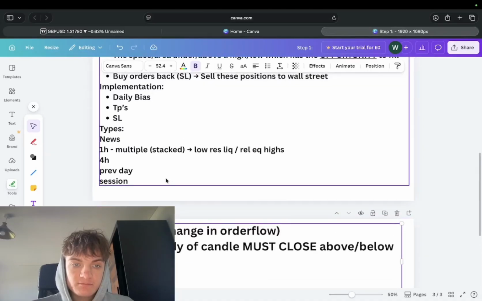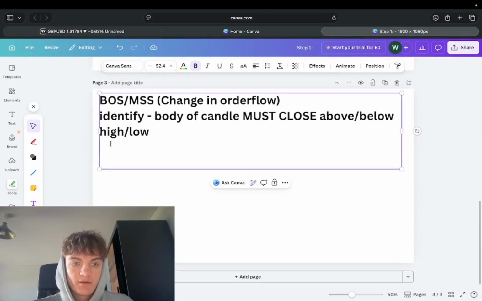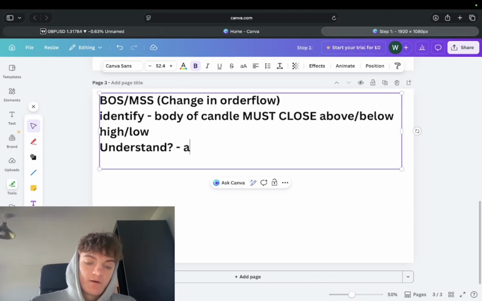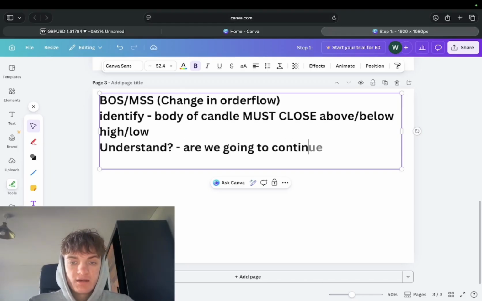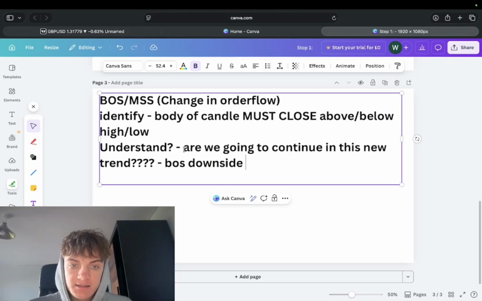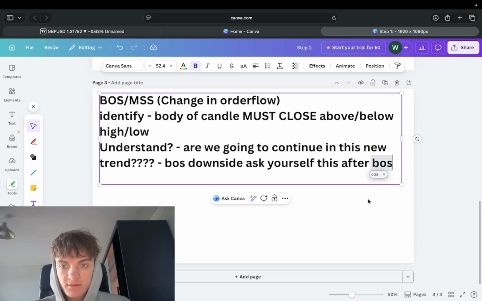So, understand. Do you guys understand it now? What does it mean? It means there's a change in order flow, and are we going to continue in this new trend? This is what we're asking ourselves. If we break structure to the downside, now we are looking and asking this question. Ask yourself this after break of structure. Good. That is what we are looking for.